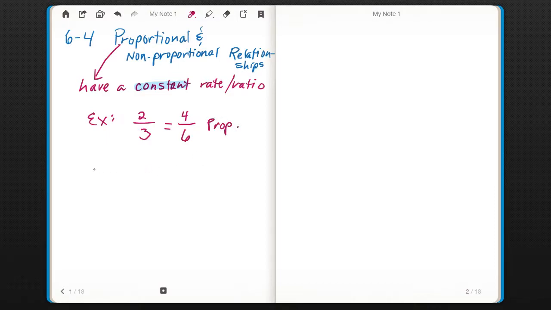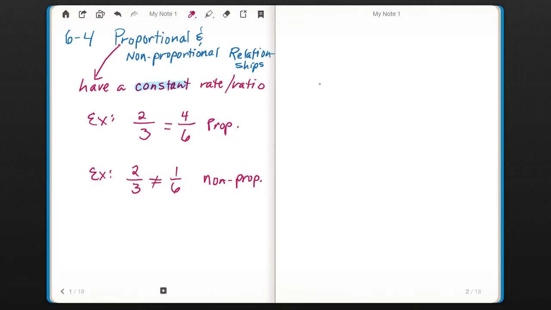If you have, though, what do you think non-proportional would be? Jules? 2/3, 1/3. Okay, well, let's even give it a different one, 1/6. So is 2/3 equal to 1/6? No. They're equal to different ratios, so that would be non-proportional. And we can just abbreviate here, prop and non-prop.